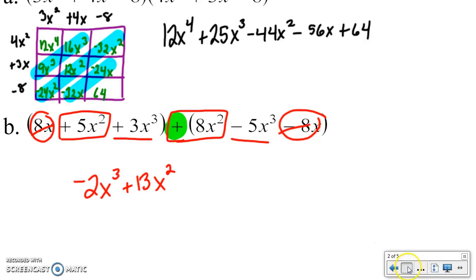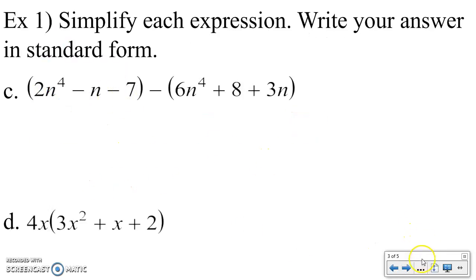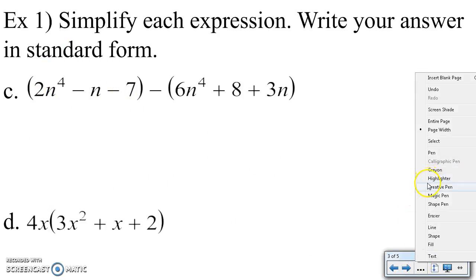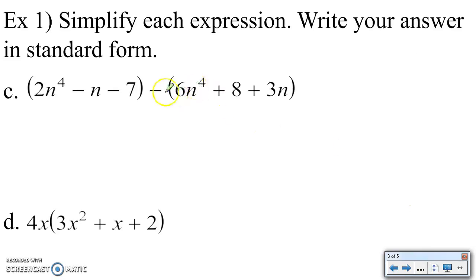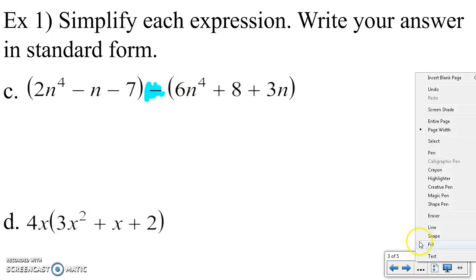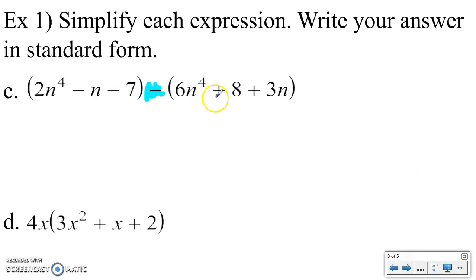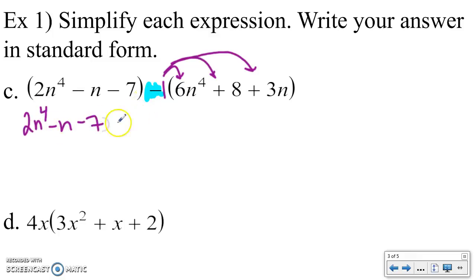In the next 2 problems, we're going to look for the same type of thing. Right away, in this first problem on the next page, I see that I have a minus sign here. Remember from Monday that when I have a minus sign, that's really a -1, and I need to distribute that negative to the second group. So I'm going to bring my first group down. And then when I distribute, I get -6n to the fourth minus 8 minus 3n.